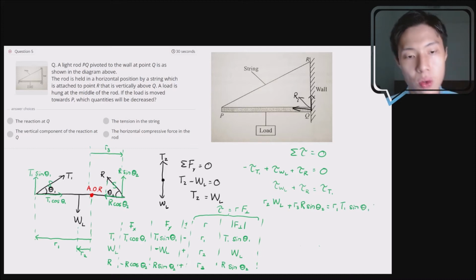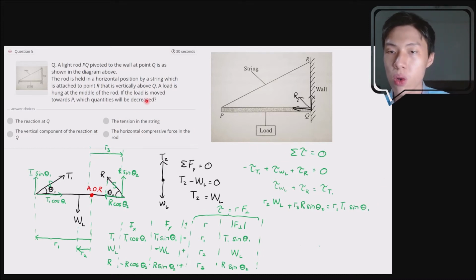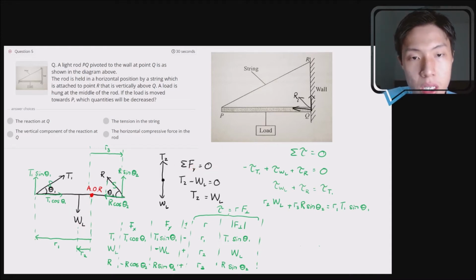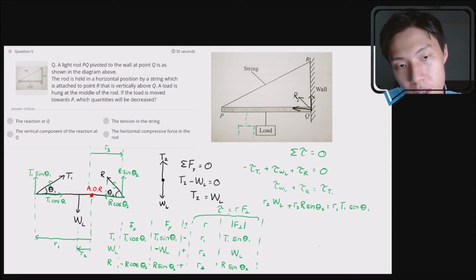So this is the equation that we have built. If you look at the question here, the question says the load is moved towards P. So the weight of the load over here will be moving towards P, therefore you get further away from the axis of rotation. That's the situation that we are being given. We are carrying this load to the left. So the new position of the load will be somewhere around here.